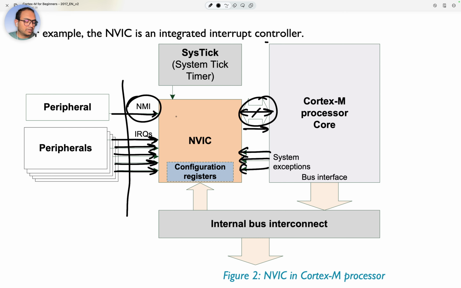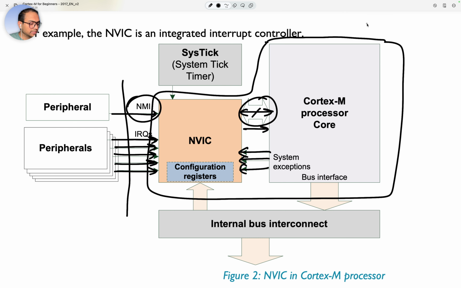So this NVIC here is called the nested vector interrupt controller. And why it is called the nested vector interrupt controller, that is like a separate topic. We'll come to that in another video. But what I wanted to convey as part of this video is this and this together is the M class CPU. I mean, you can think of the role this interrupt controller plays, that's what I wanted to call out.